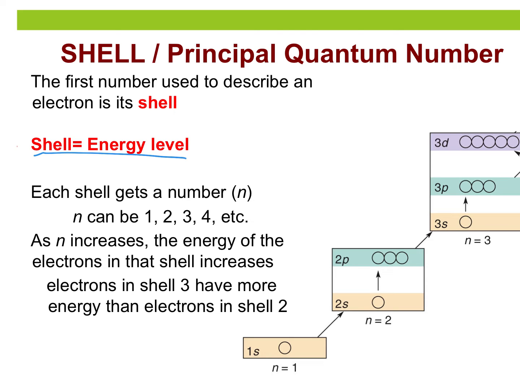Here's a diagram of how we'd represent electrons. This is the first shell level. Here n equals 2, so these ones are higher up. These electrons have more energy. Then if we jump to n equals 3, these jump higher up. These also have more energy. So as n increases, the amount of energy the electrons have also increases.